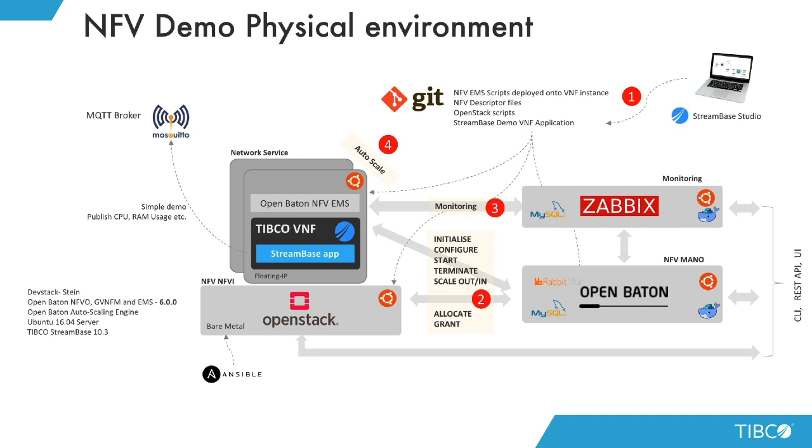Okay, so let's just briefly run through what we'll see in terms of the demo. First of all, what we'll see is how the VNF is built using StreamBase Studio. Then we'll see at 2, the Baton MANO requesting compute resources from its NFVI OpenStack, followed by the MANO then deploying the network service and its VNFs. And there we'll see ETSI standard lifecycle events such as initialize, configure, start and so on. Then you'll see the network service VNFs being monitored by Zabbix, and then we'll see at 4 the auto-scaling of our StreamBase VNF.